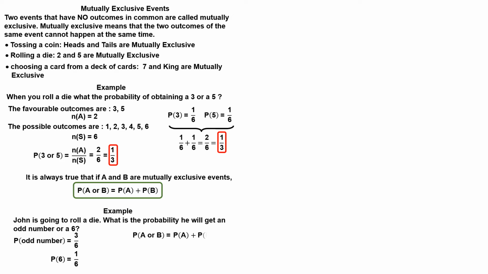The probability he will get an odd number or a 6 is probability of odd number plus probability of 6. 3 over 6 plus 1 over 6. After simplifying, 2 over 3.